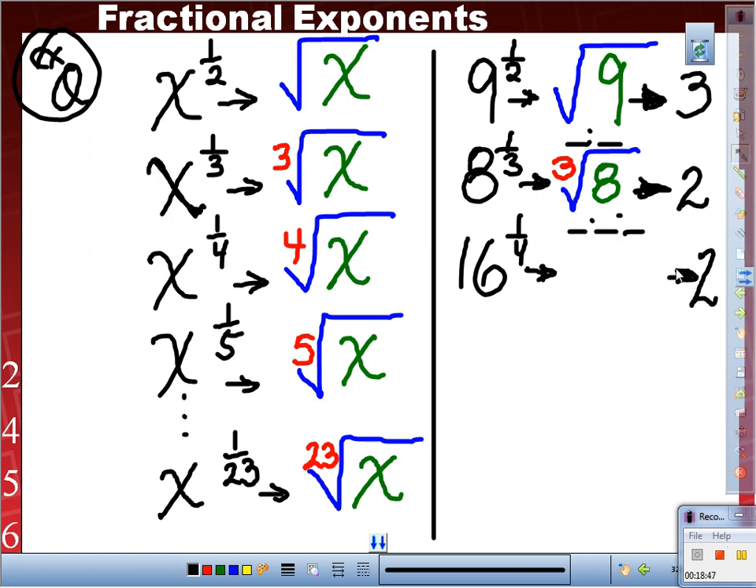That is correct. Once again, this one, now I'm going to do this one all in black. Radical, because I see the fraction. 4 as the index, 16 as the radicand. One number times itself 4 times gives me 16. 2. We got it, right? Okay. Still a couple more.